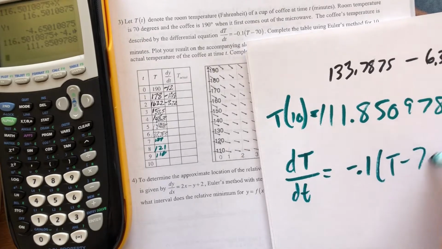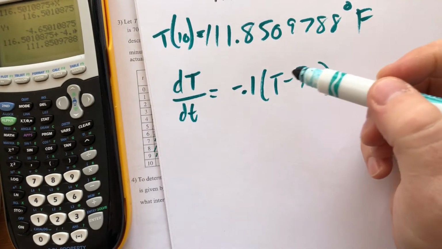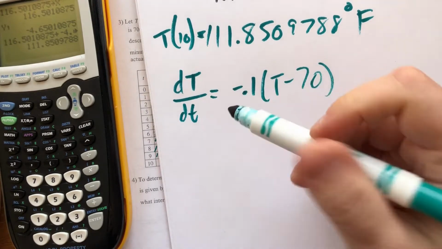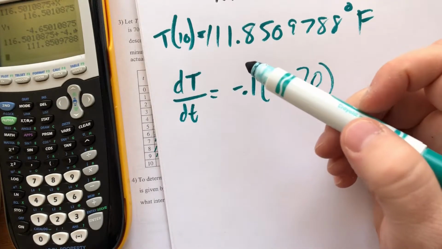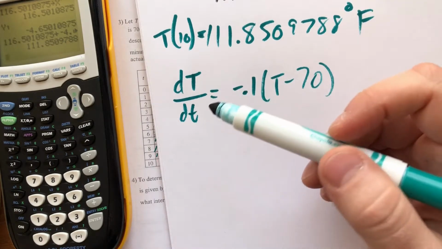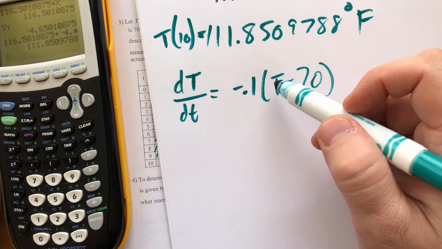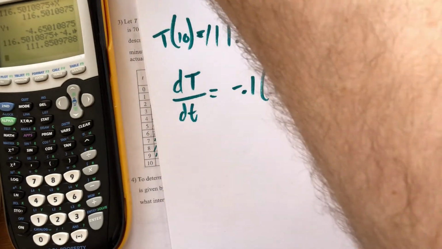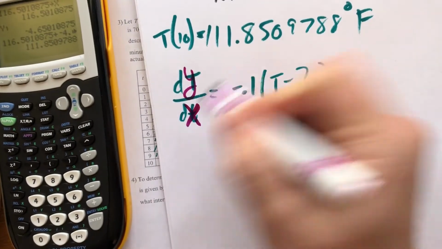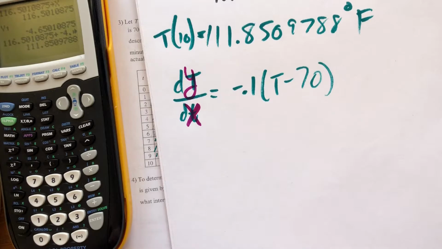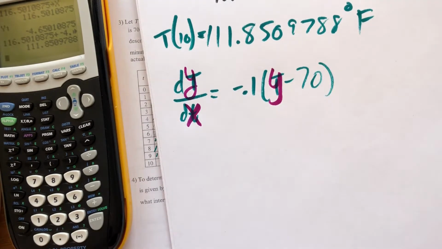dT/dt is equal to negative 0.1 (T minus 70). Okay, we're going to solve this differential equation, which means we're going to integrate it. The way we integrate is we make sure that the variables are on the right side. If this was a little t, then we could just integrate it as it is. And maybe it would be helpful for me to say dy/dx, right? That makes this y.